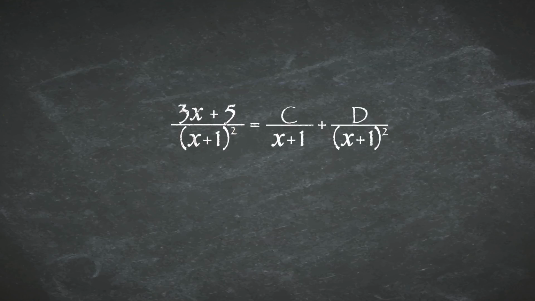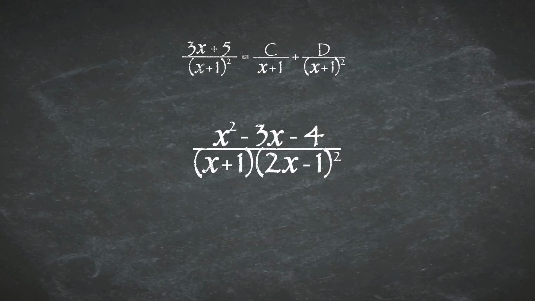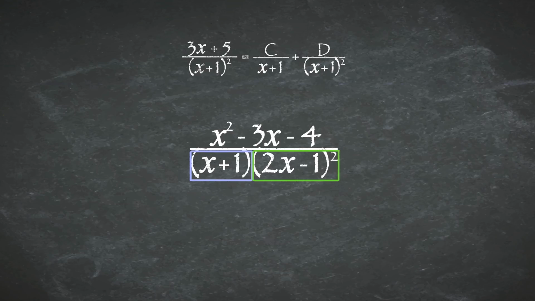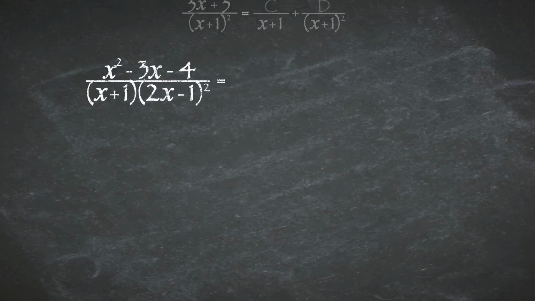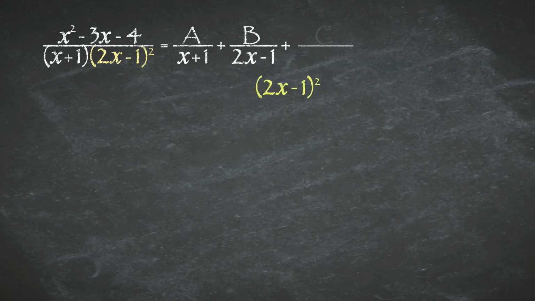Let's see how to apply this to this fraction. The denominator has one linear factor and one repeated linear factor. What are its partial fractions? Let's consider each factor in turn. We already know that x plus 1 gives us this fraction. From what we have just learned, since 2x minus 1 is repeated, we will obtain these two fractions.